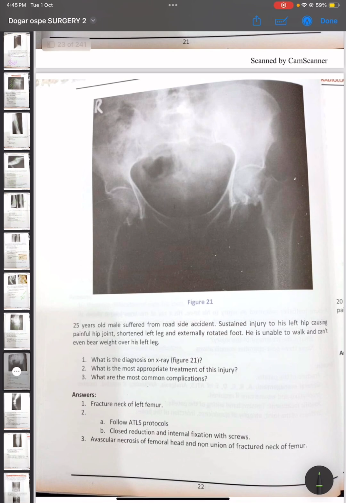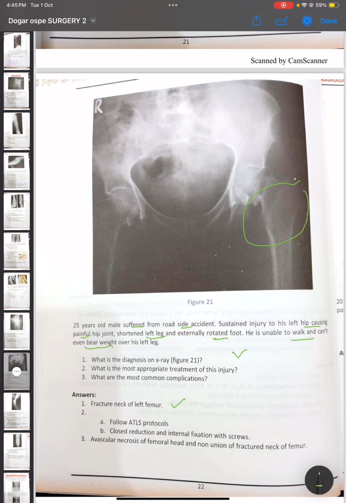A 25-year-old male suffered a roadside accident, sustaining injury to his left hip, causing a painful hip joint, shortened left leg, and externally rotated foot. He is unable to walk and can't even pirouette over his left leg. What is the diagnosis? Fractured neck of the left femur. Here is the femur. He is having pain, so maybe he is having a fracture in the left femur.